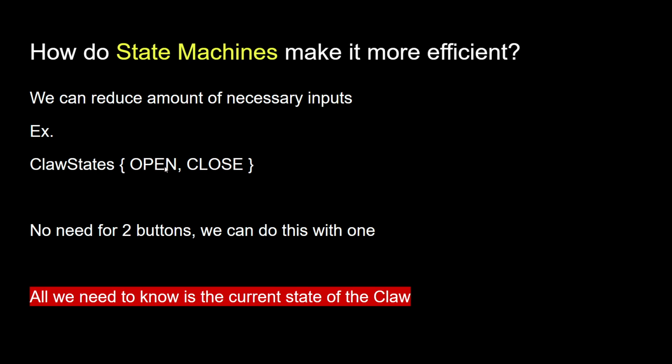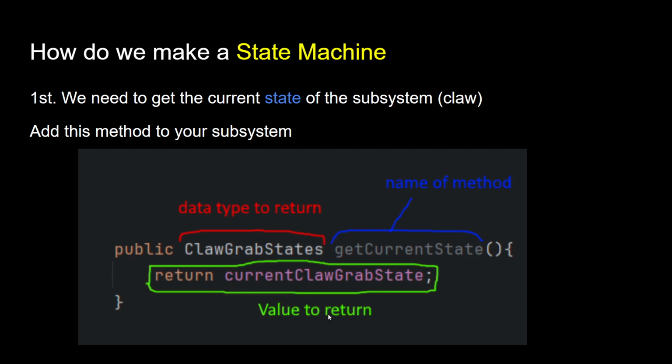Like for example, this one's a really easy one. The claw, it can either be opened or closed. It only has two states. So there's no need for two buttons for this. We could do this with one. But we need to know the current state of the claw, which is where this comes in.